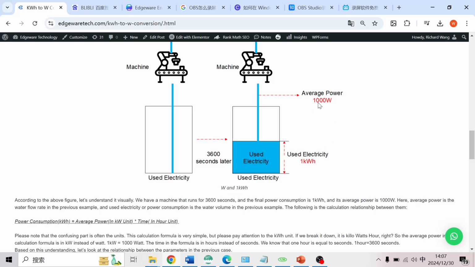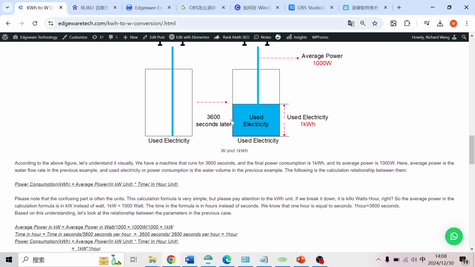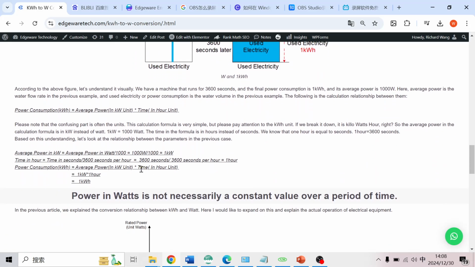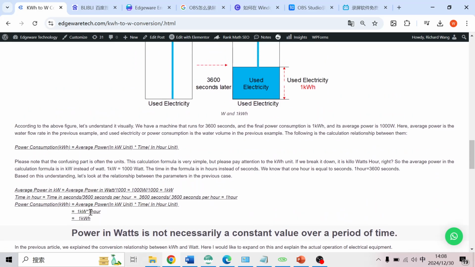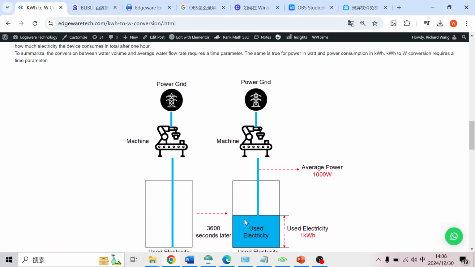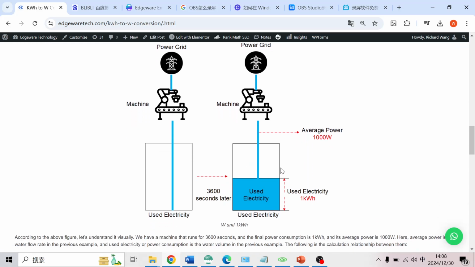What if I have one machine that is 2,000 watts, and it runs for 2 hours? How much power do I consume? It's 2 kilowatts multiplied by 2 hours. That's 4 kilowatt hours. So that's the conversion. Again, please understand that this is like water flow, and this is like how much water you have used here.